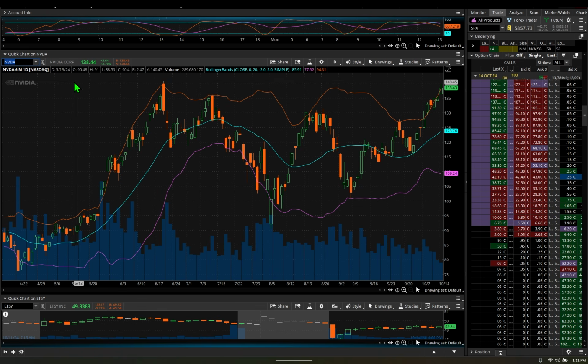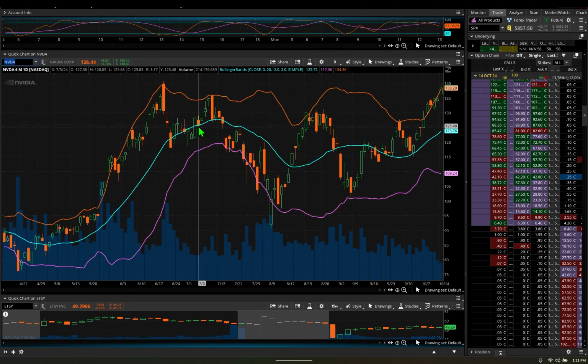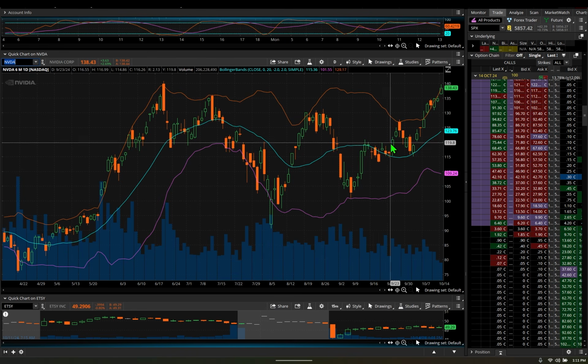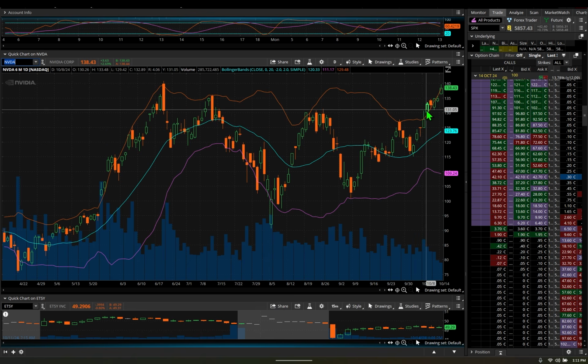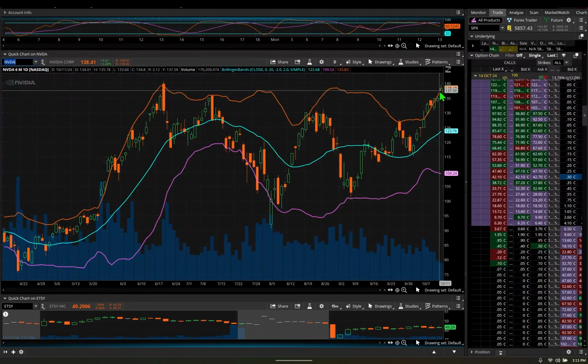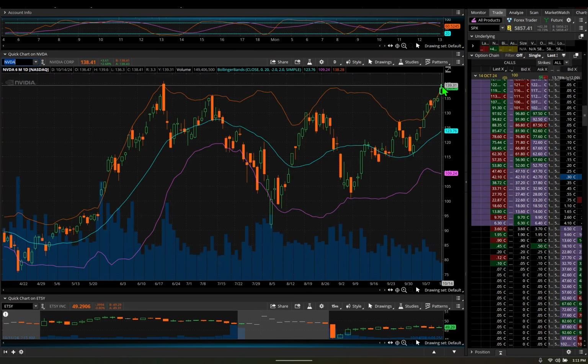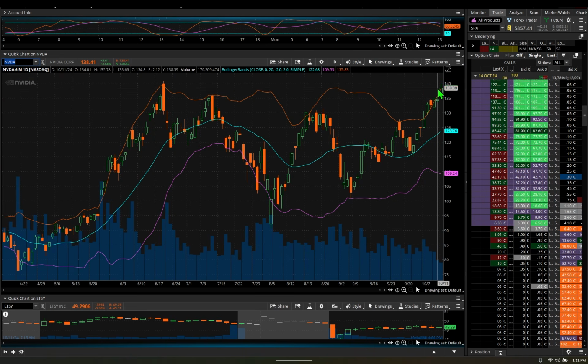All right, so now we have NVIDIA's chart pulled up. And as we can see, NVIDIA has been going up for some time now. We can see here where it touched the Bollinger Bands and then came back inside. And now it's trying to test that top Bollinger Band again. You can see it came up and now it's coming down a bit for the day.